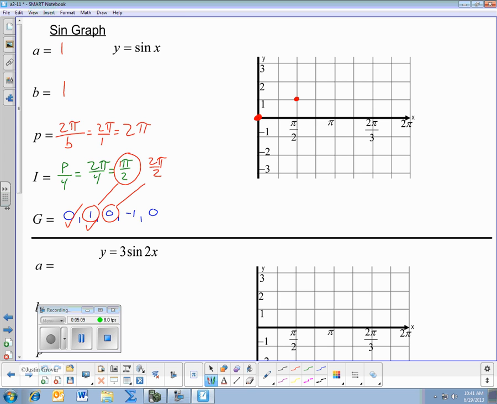And 2 pi over 2 is the same thing as just pi. And so pi is 0. Then you go to 3 pi over 2. And that's going to be your negative 1. And 3 pi over 2.